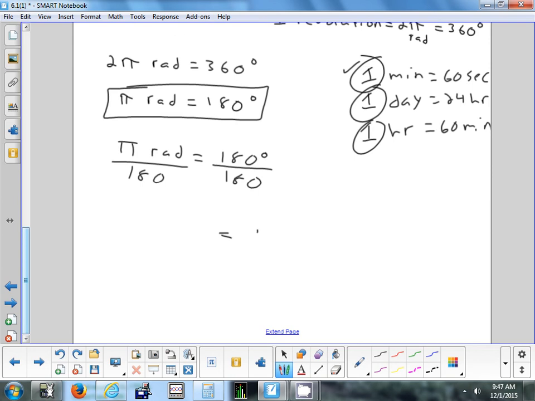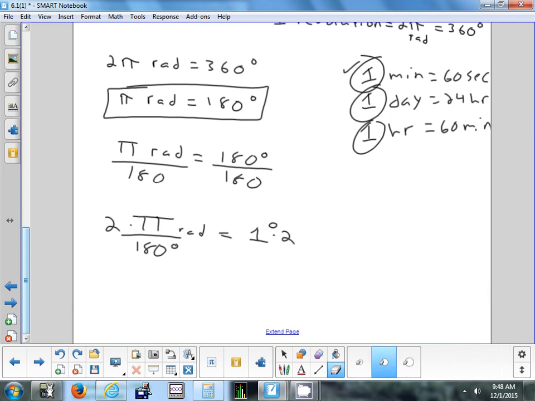180 divided by 180 is 1. So now this tells me 1 degree is pi over 180 radians. Okay, so now I know exactly how much 1 degree is. What could I multiply both sides by if I wanted to know 2 degrees? Yeah, if I multiply by 2 and by 2, now I've got an equation that says 2 degrees is that many radians.